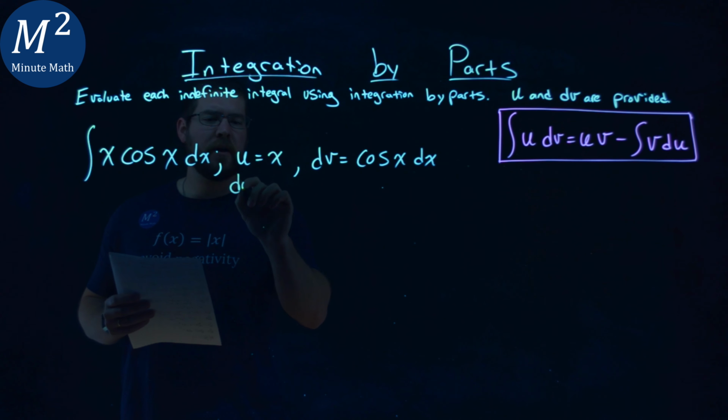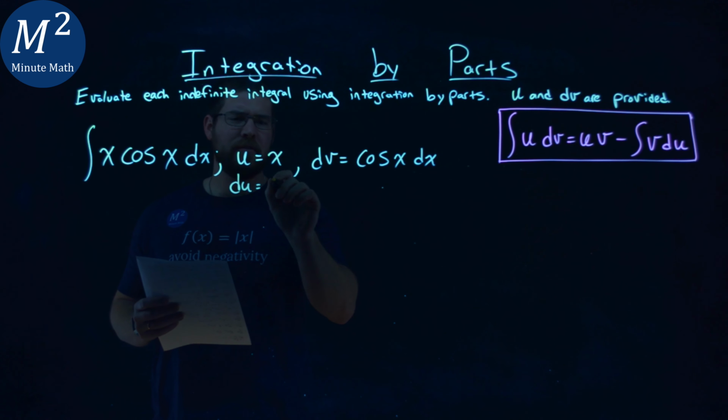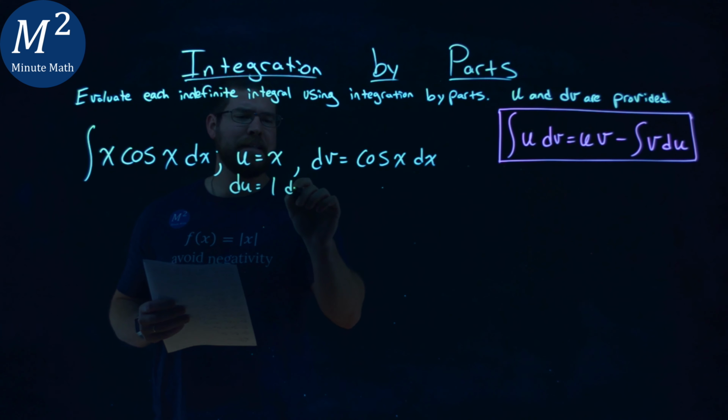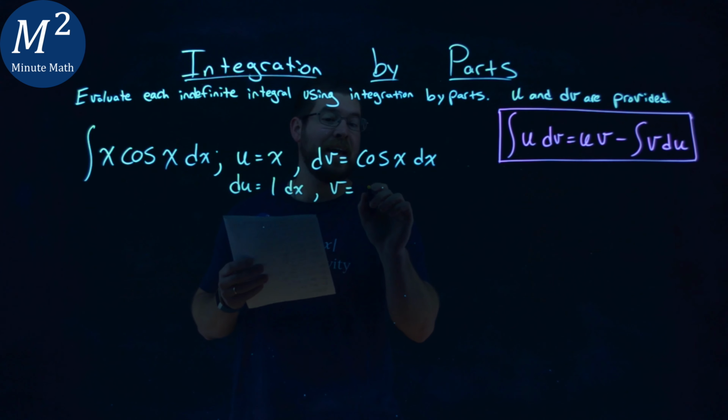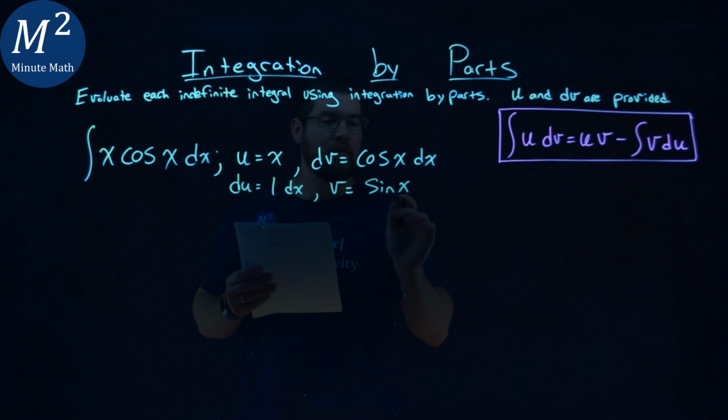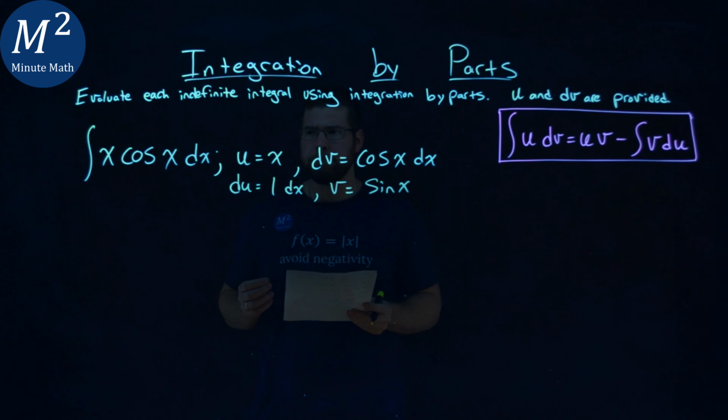So our du value here, the derivative of x, is just a 1 dx. Pretty easy. If we're going to find our v value, we're going to integrate our dv, and the integral of cosine of x is a sine of x. Right there. Now, from here, we're going to apply our formula. Our u value is x, and cosine x dx is our dv.